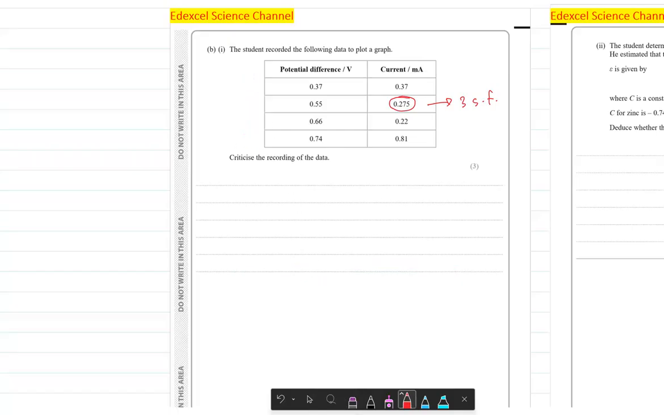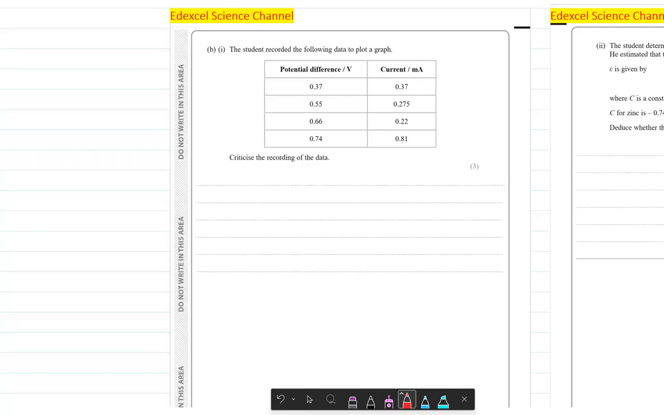Another thing that may escape your eyes, but it is still fine if you can answer the other three, is that this current value at voltage 0.74 does not actually follow the trend. See, these are increasing, but this one increased by a lot, right? So the jump is very high, so it is not following the pattern.